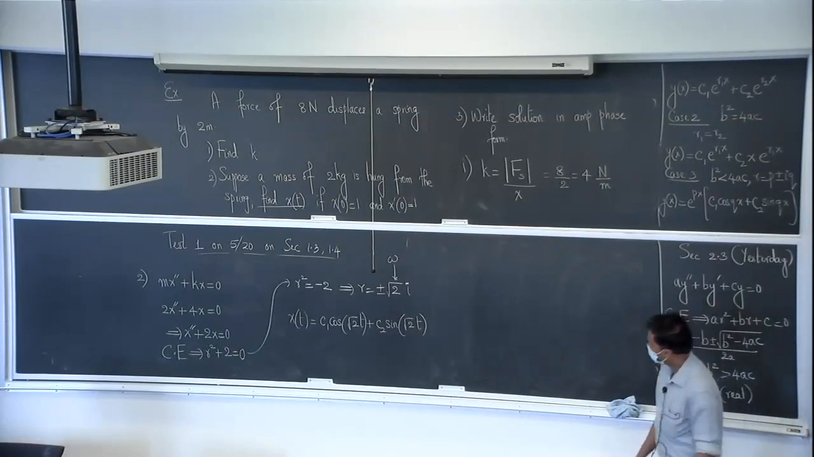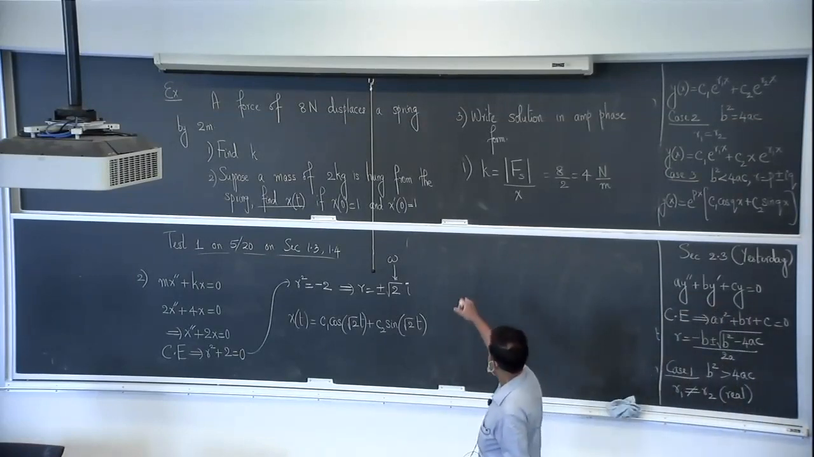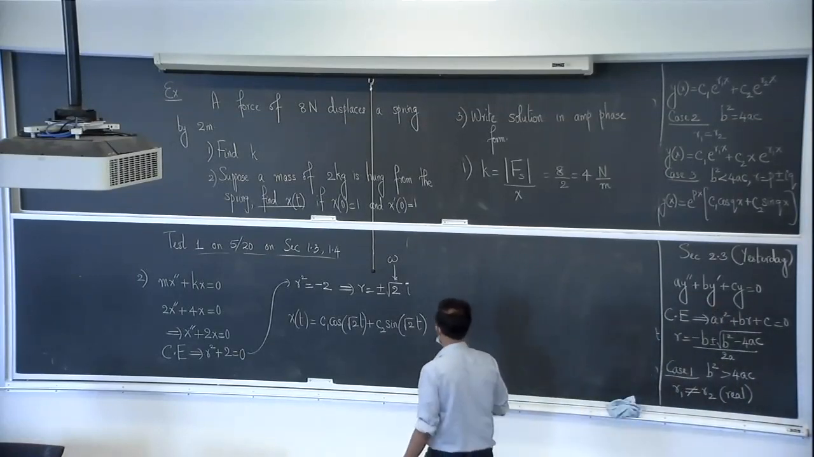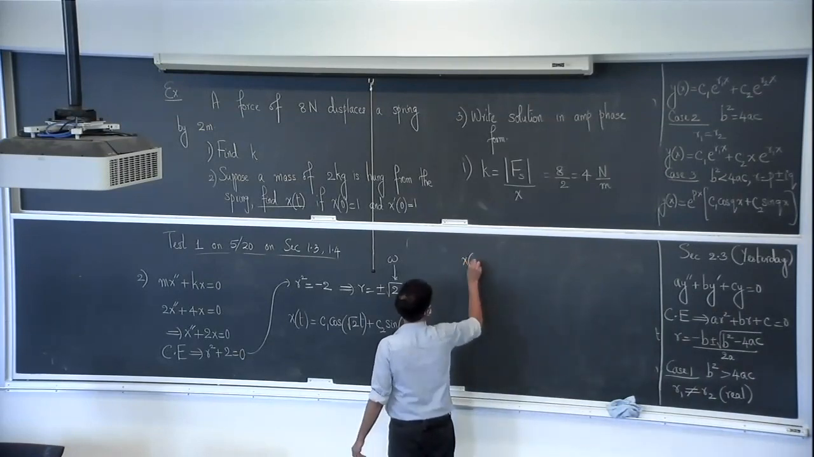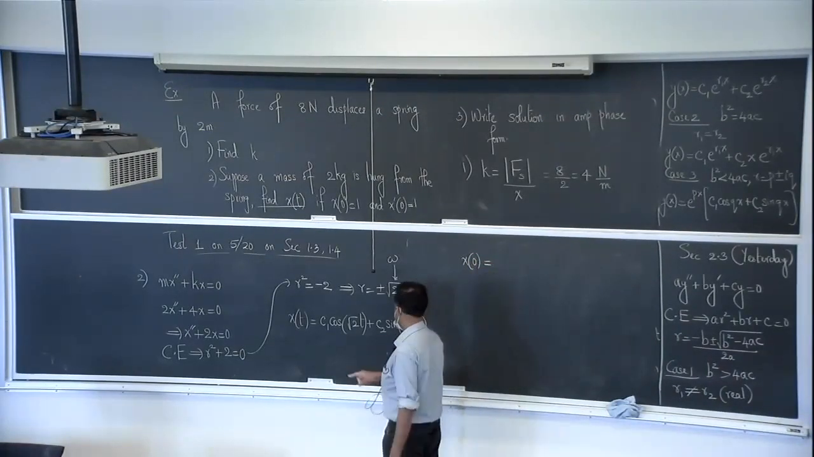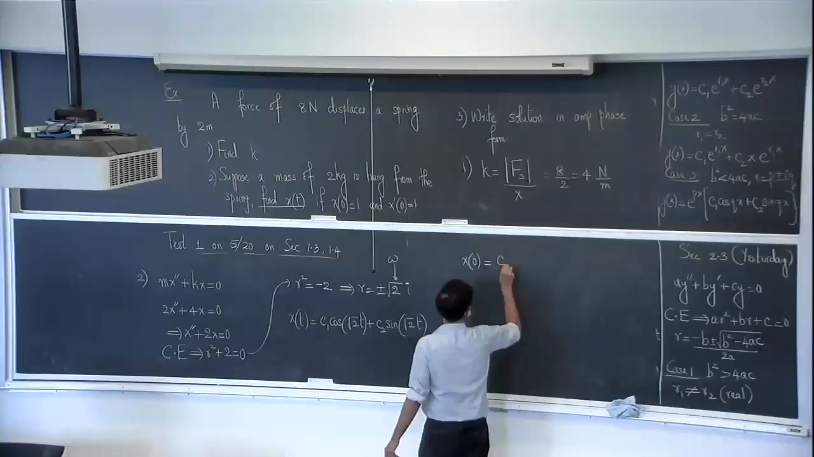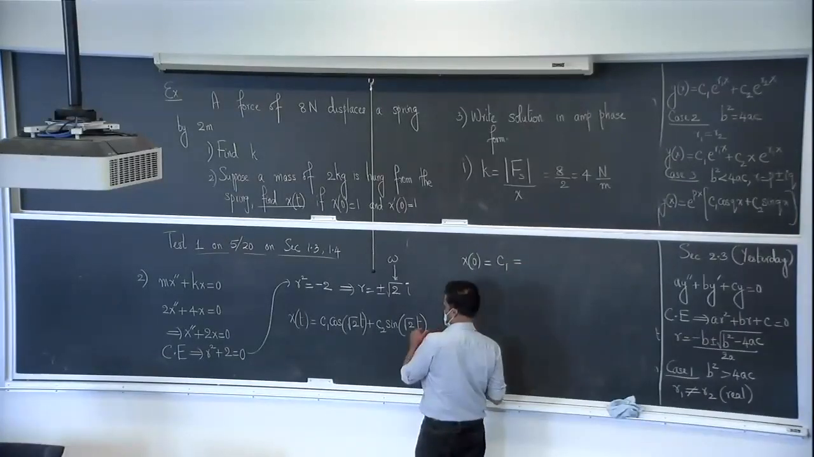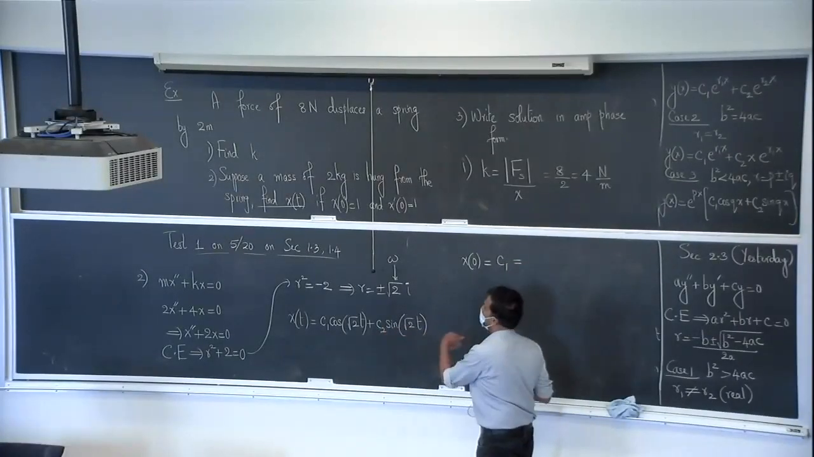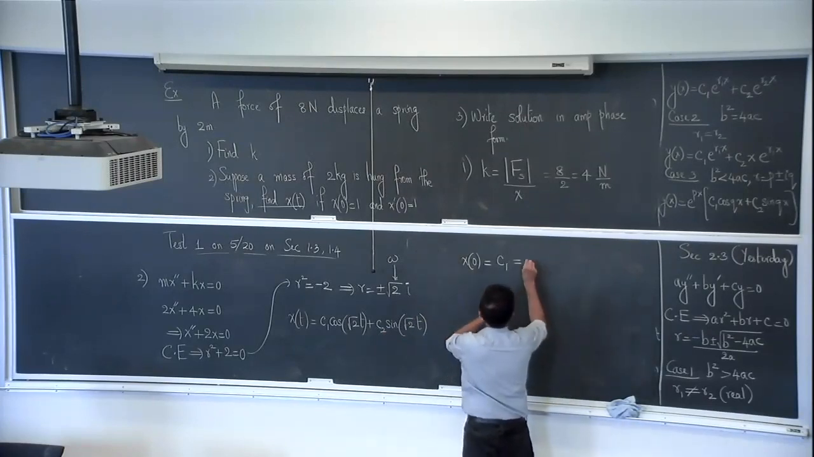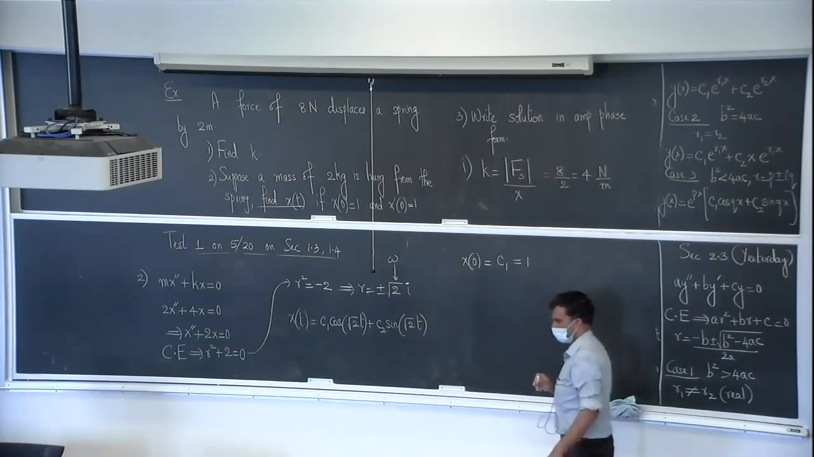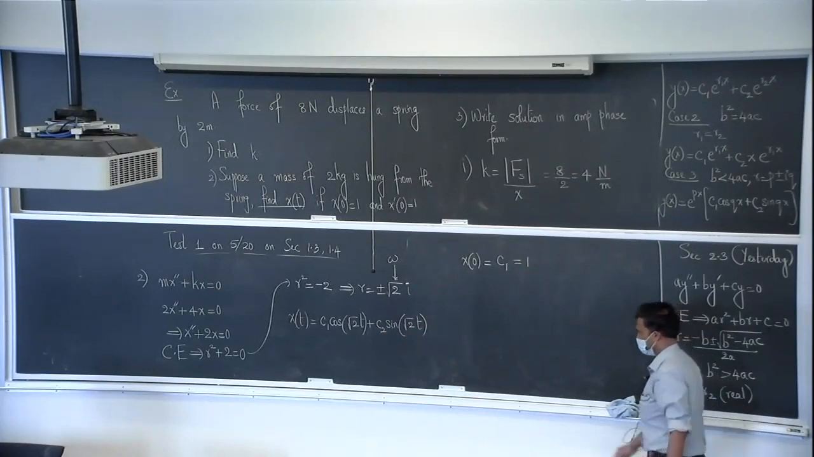Now we can find your C1 and C2 based on this set of initial values given there. X of 0 is equal to C1. Okay. Always when there is no damping, X of 0 and C1 are the same. And that's equal to, even with damping. Okay. And that's equal to 1. Okay. Cosine of 0 is 1, sine of 0 is 0.